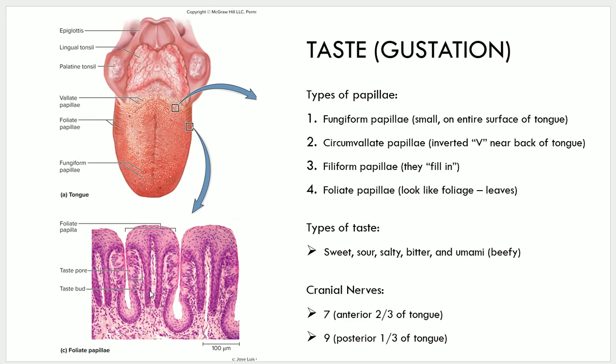Okay. And then lastly, cranial nerve 7 goes to the anterior 2/3 of the tongue, and then cranial nerve number 9 goes to the posterior. So be able to differentiate between the types of papilla, the types of taste, and where the cranial nerves go. And then where the taste buds actually are within a papilla. And yeah, that's it for taste.